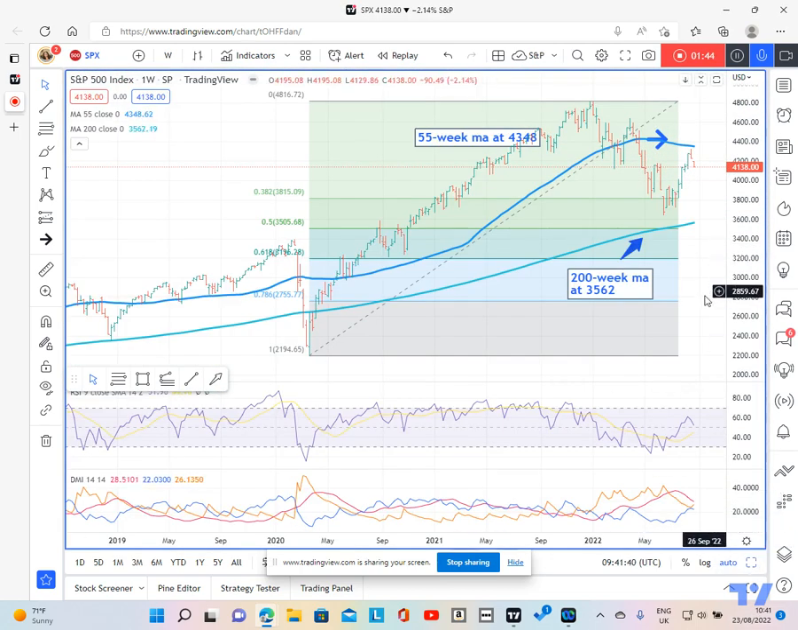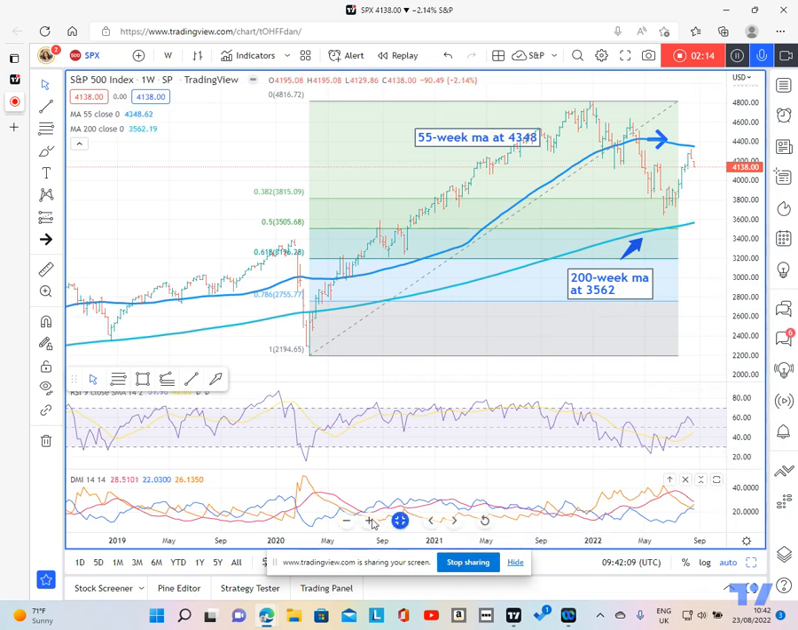So what is going on on the weekly chart? As we can see here, we've failed recently, not only at the 200-day moving average, but also at the 55-week moving average. And for us, the critical factor on this chart longer term is going to be this 200-week moving average. Now, this currently is at 3562. Why is this important to us?